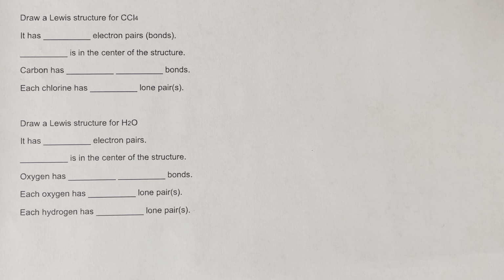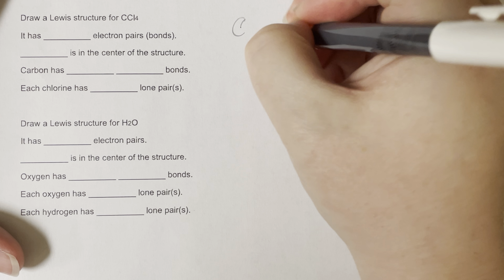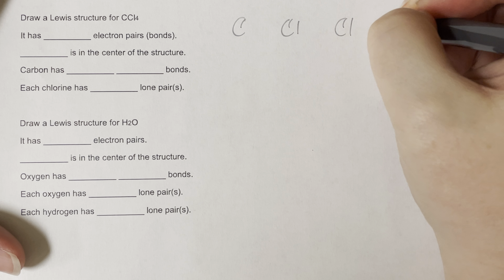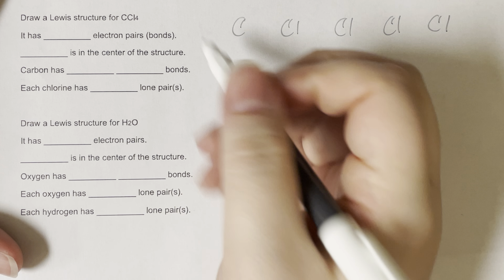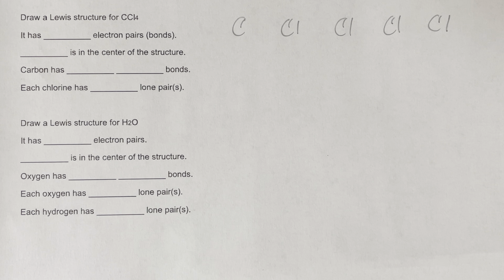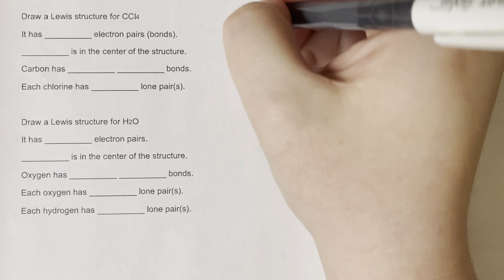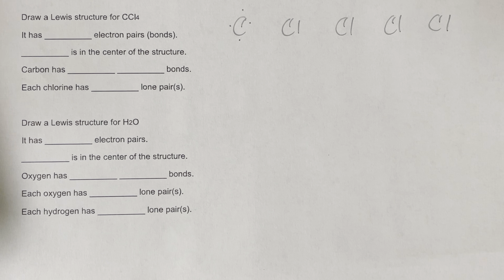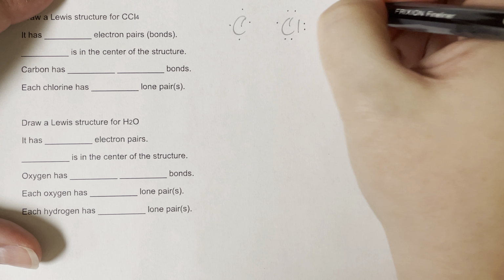Draw a Lewis structure for CCl4. So first I'm going to write out all of the members of this compound. CCl4, I have 1 carbon and then 4 chlorines. Then I'm going to distribute my dots. Carbon is in column 4, so it's going to have 4 valence electrons, 4 dots. Chlorine is in column 7, so it's going to have 7 valence electrons or 7 dots. So I'm going to distribute those to all of my chlorines.